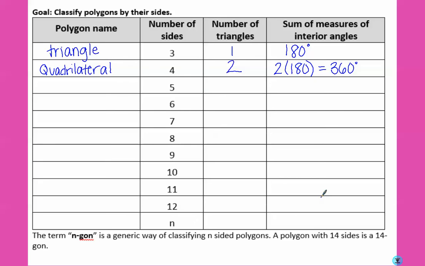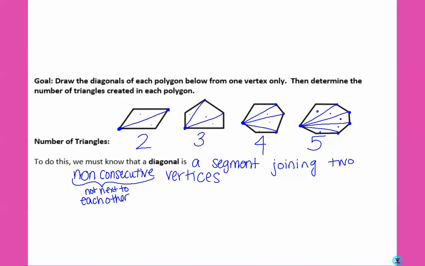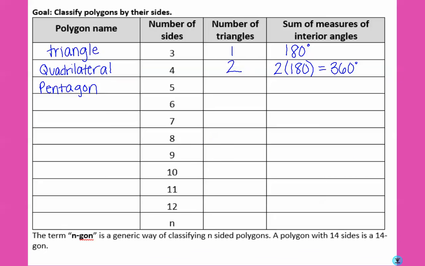If a polygon has 5 sides, that's called a pentagon. Let's look back at our 5-sided figure. 1, 2, 3, 4, 5. That one had 3 triangles in it. So if we have 3 triangles, what's the sum of our interior angles? It's going to be 540 degrees.